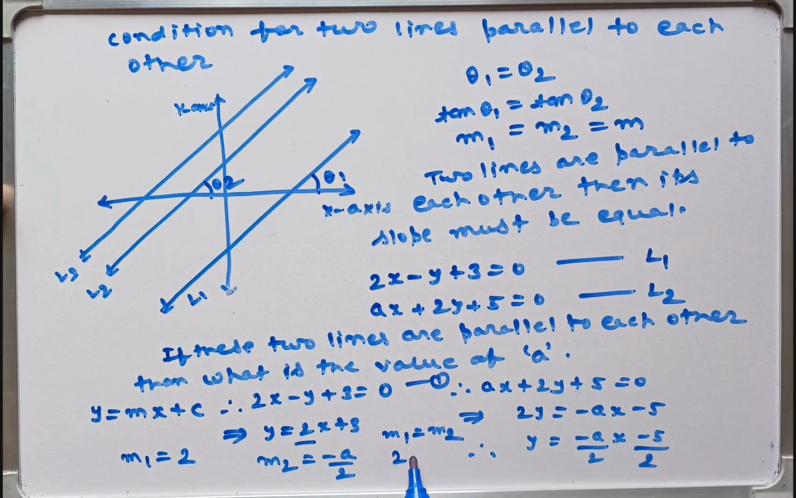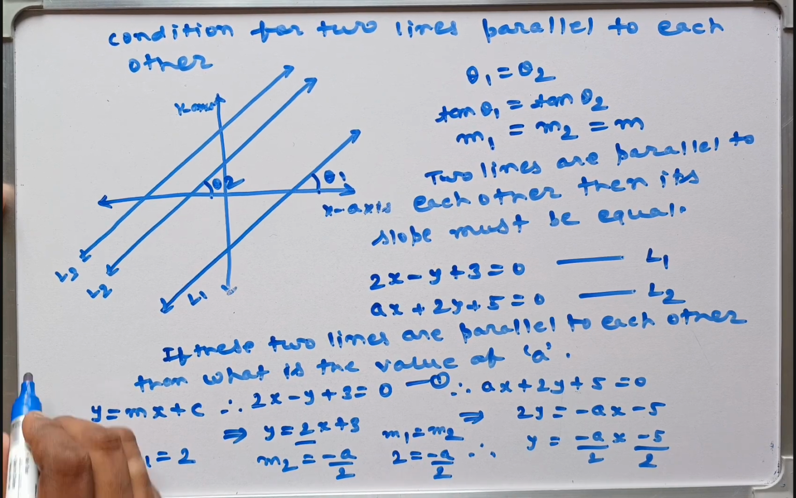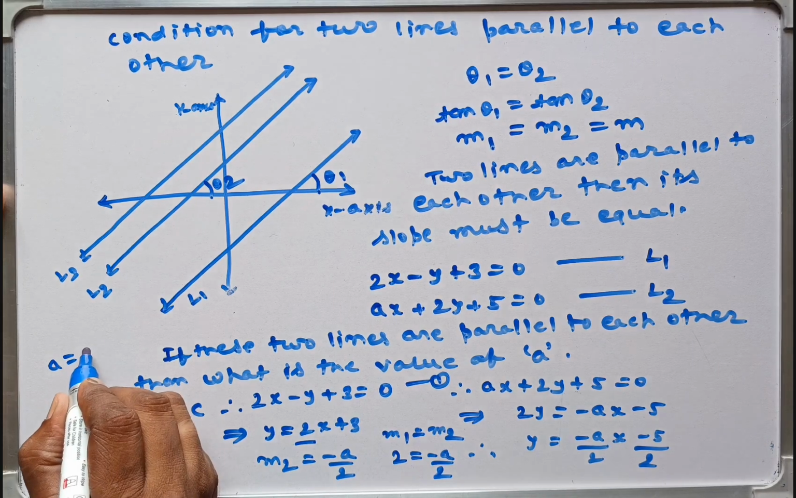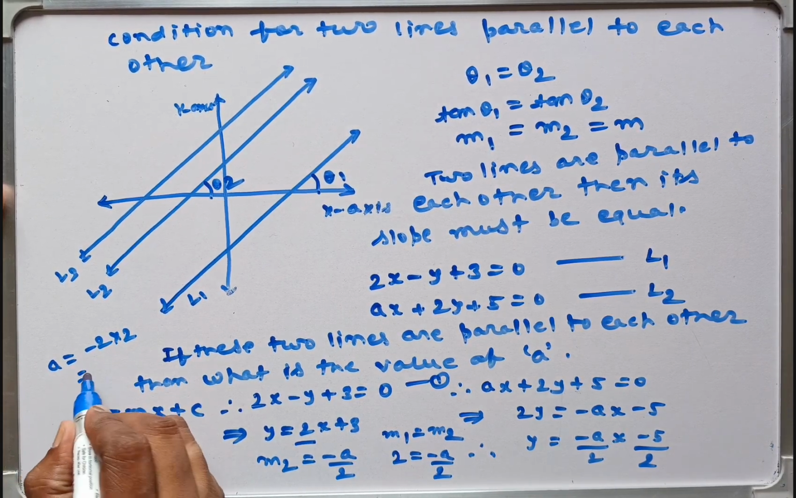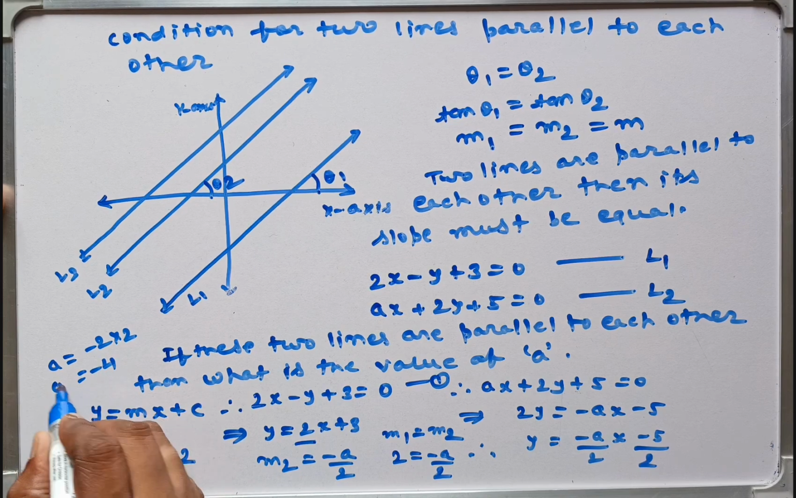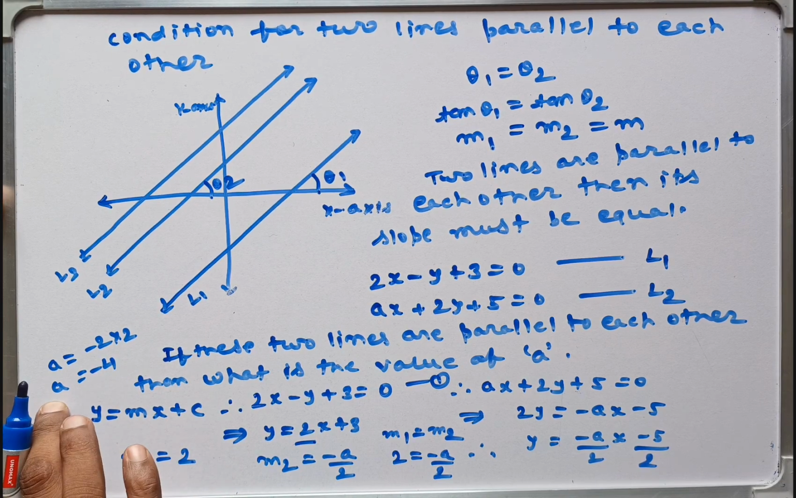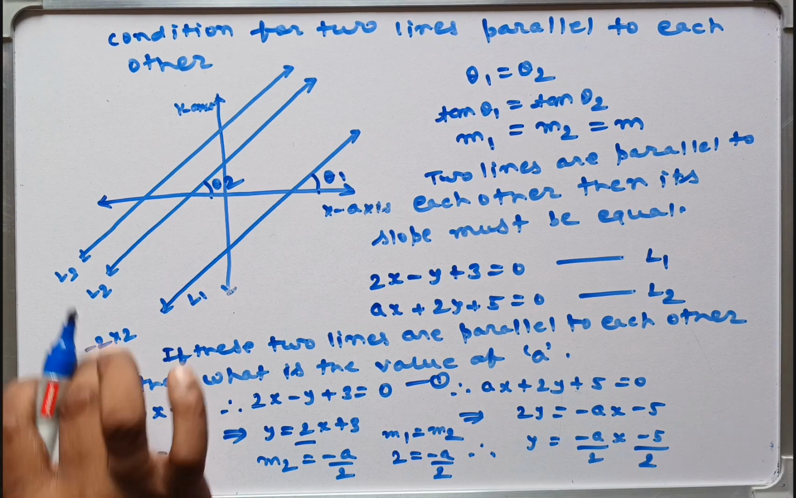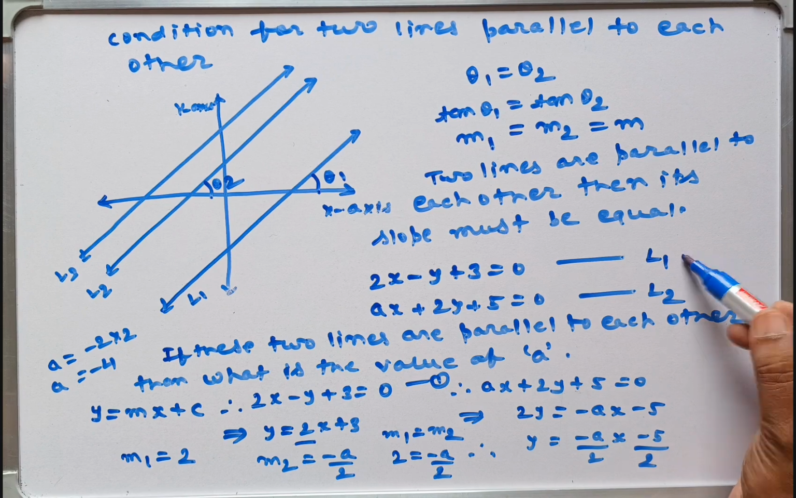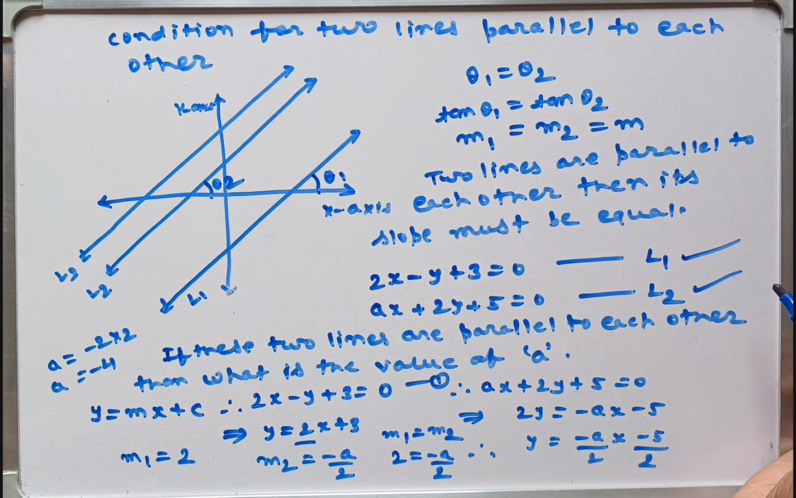So 2 equal to minus a by 2. So a equal to minus 2 into 2. So guys, this is minus 4. So if the value of a equal to minus 4, then this line and this line are parallel to each other.